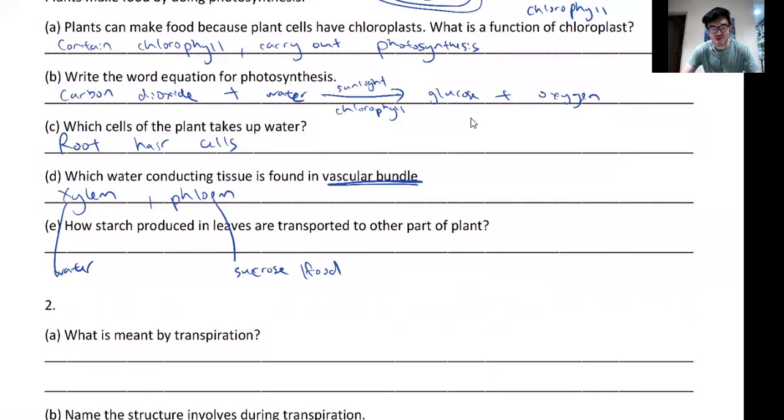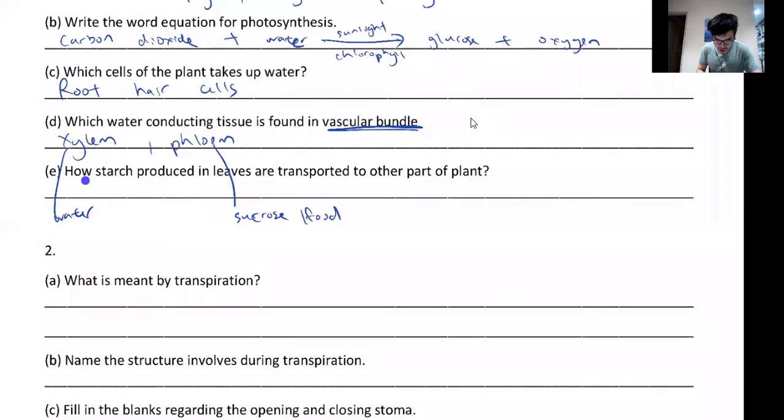Okay, sucrose is sugar. Like I said, there's a type of flower when you take it and then you suck at the bottom, it tastes sweet, right? You're sucking at the flower to get the sugar. So anyway, E, how is starch produced in leaves transported to other parts of the plant? Using the phloem. Okay, via the phloem.